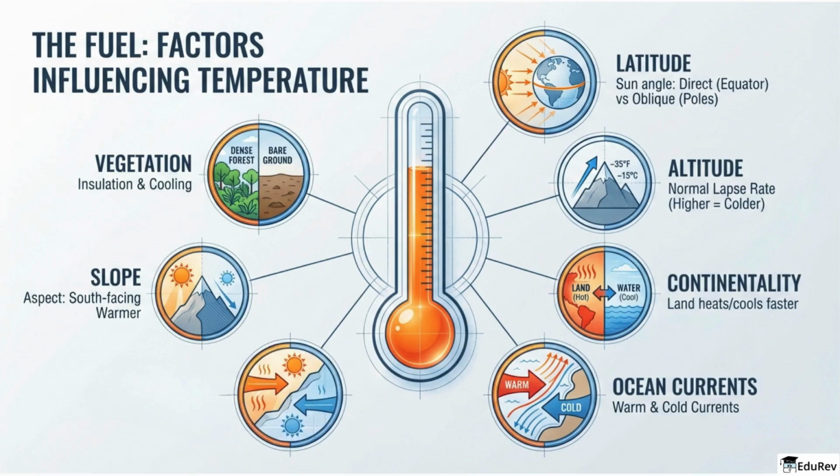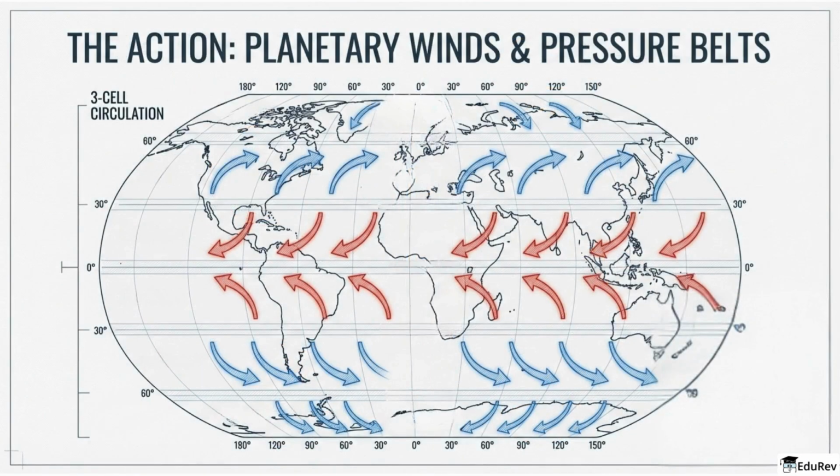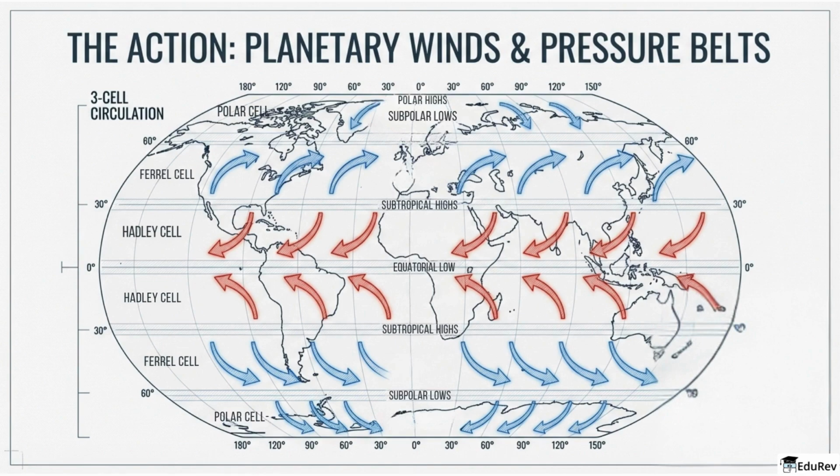Most students list these. Toppers connect them. That's the difference between a 2-marker and a 10-marker. Now we enter the real engine: planetary winds and pressure belts, driven by unequal heating. Think in 3 circulation cells in each hemisphere: Hadley cell near the equator, Ferrel cell in mid-latitudes, and polar cell near the poles. This creates a pressure belt pattern: equatorial low, subtropical highs around 30 degrees, subpolar lows around 60 degrees, and polar highs near 90 degrees.